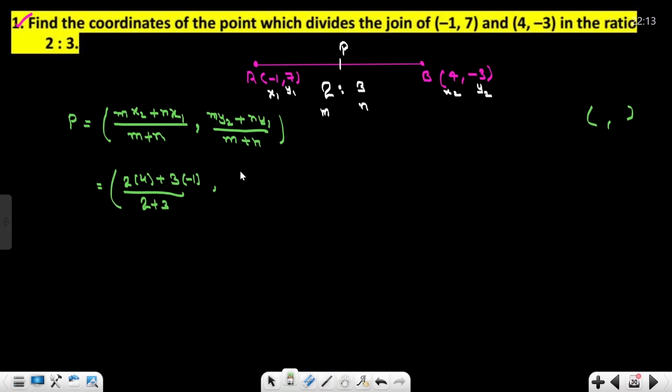Okay, m is 2 and y2 is minus 3, plus n is 3 and y1 is 7, divided by m plus n. M is 2, n is 3. We just put the values. Okay, now solve it.